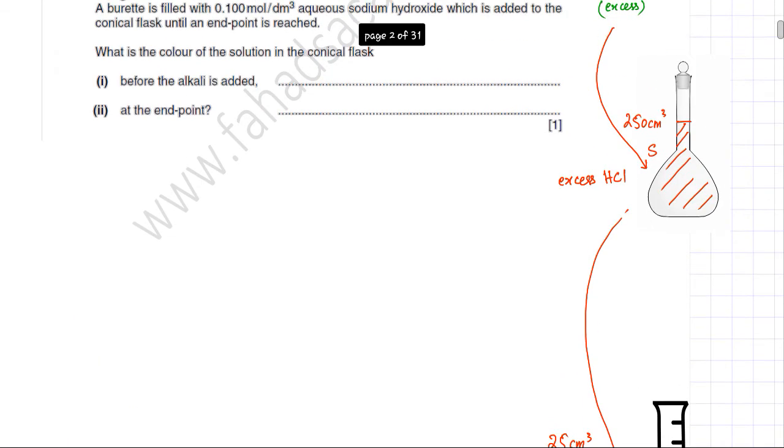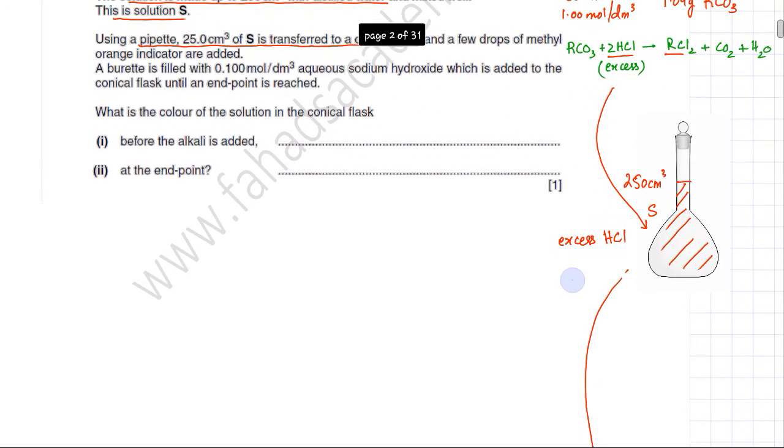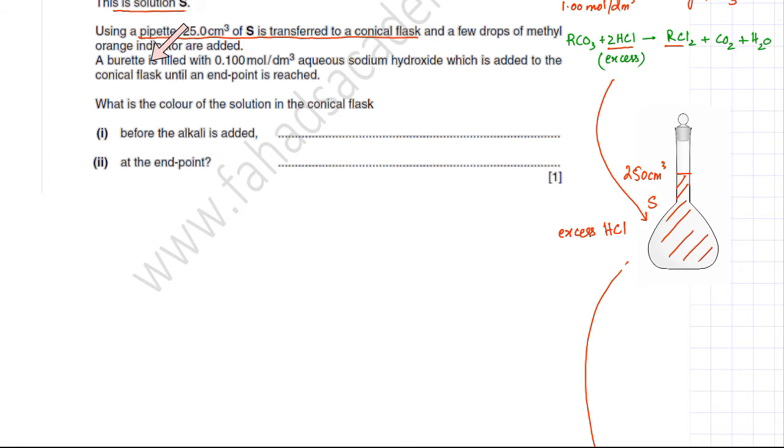So the next part of the question is that a burette is filled with 0.1 mol per dm3 of aqueous NaOH, which is then added to the conical flask. So we're going to do this part now. We have a burette which contains NaOH, and it is added to the conical flask until an end point is reached. So we are doing a titration.